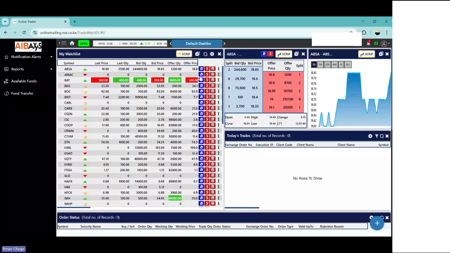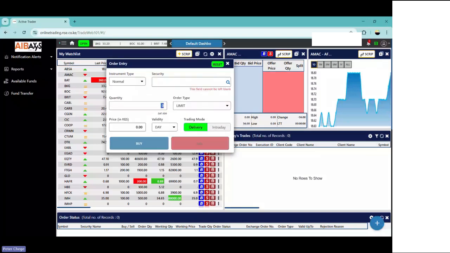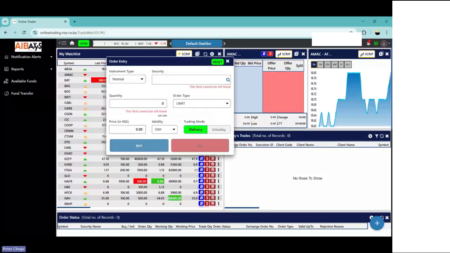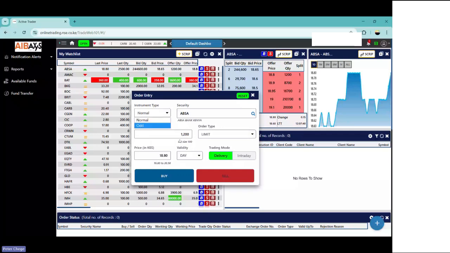Next week, I will also be going through the portal, but today I want to go through the order entry screen. So we have two types of orders. We have normal and ODD, both on the app and on the portal. Normal means you buy in multiples of 100. So the lot size here is 100. Let me select a share so that we can see that. At the normal, you can see the lot sizes in multiples of 100. So you buy 100, 200, 1 million, 100,000. So that is in multiples of 100. You buy it at the normal.